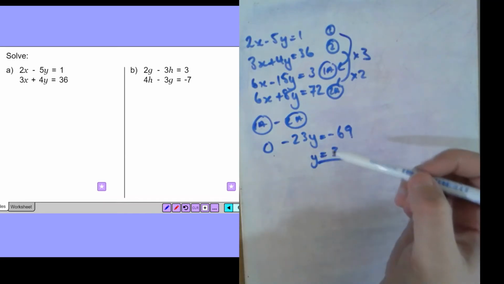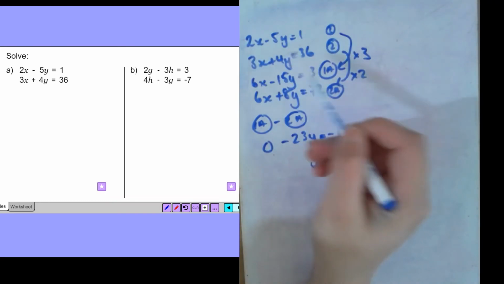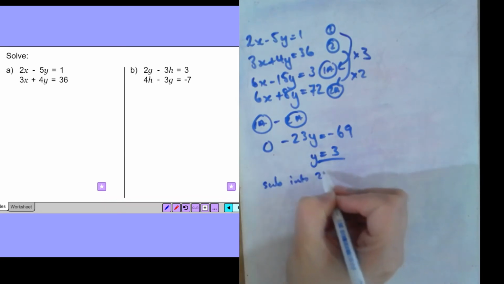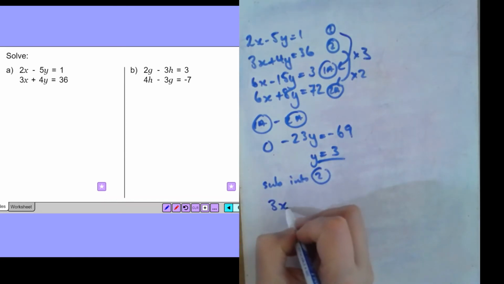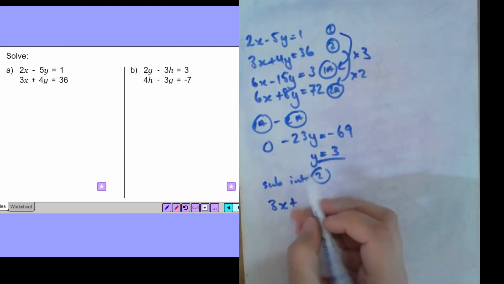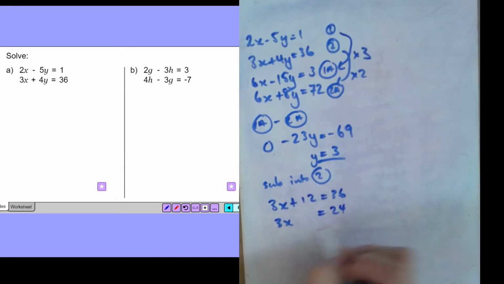Okay, now I've got y equals 3, I'm going to substitute it back into this equation. So obviously I've got the negative and I've got the positive, so I'm going to pop it back into 2. So sub into 2. So I've got 3x, and then I've got 4 times this one, which is 12, equals 36. So 3x is going to equal 24. So take away 12 from both sides, divide this then by 3, I then get x equals 8. Okay?